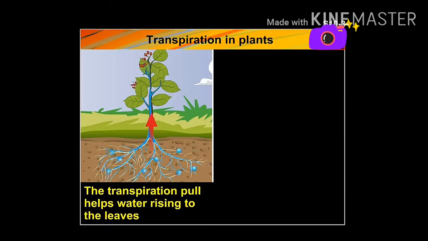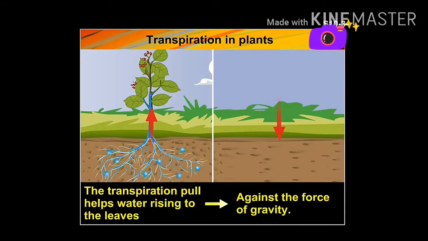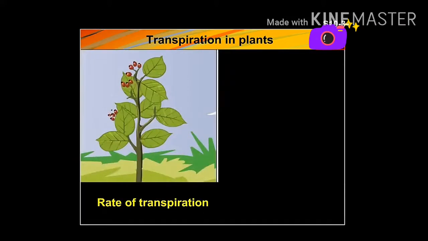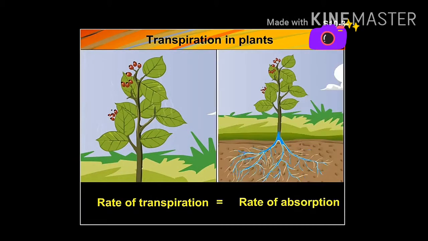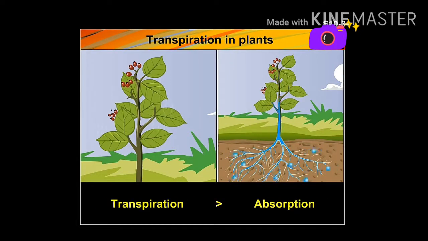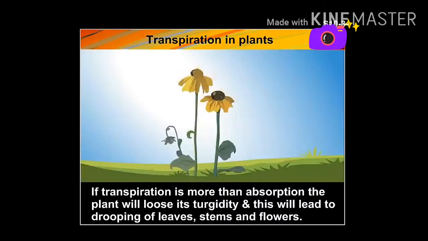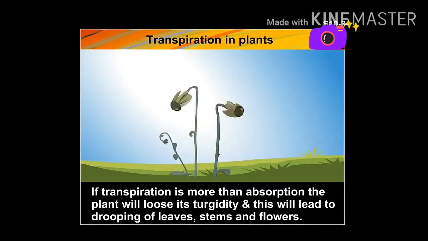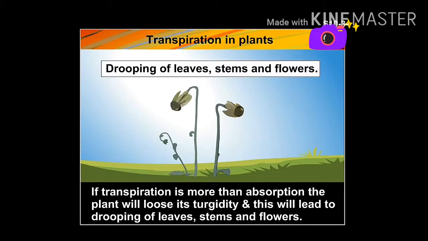Transpiration is very important to plants. The transpiration pull helps water rising to the leaves against the force of gravity. The rate of transpiration is equal to the rate of absorption. When transpiration is increasing, absorption also increases. If transpiration is more than absorption, the plant will lose its turgidity, and this will lead to drooping of leaves, stems and flowers.